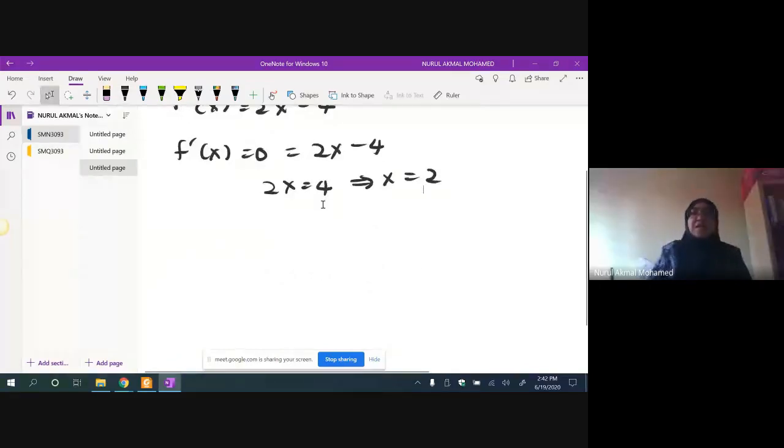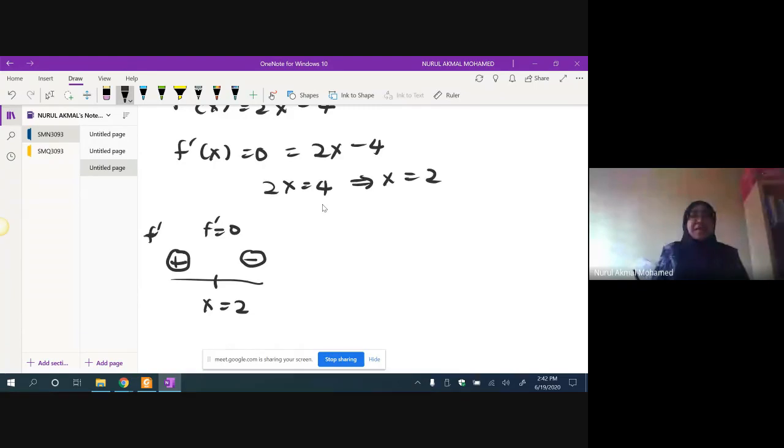So this point is either a minimum or a maximum. You have to check if it is a maximum. If it is a maximum, so x equal to 2 here, f prime must be positive on one side and negative on the other. Of course, at x equal to 2, f prime of x is equal to 0. So if f prime of x is positive to the left of x equal to 2, and f prime of x is negative to the right of x equal to 2, then the function f has a maximum at x equal to 2.